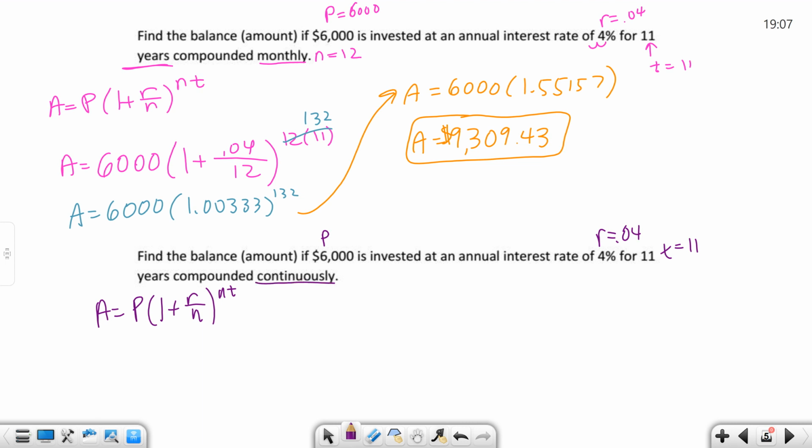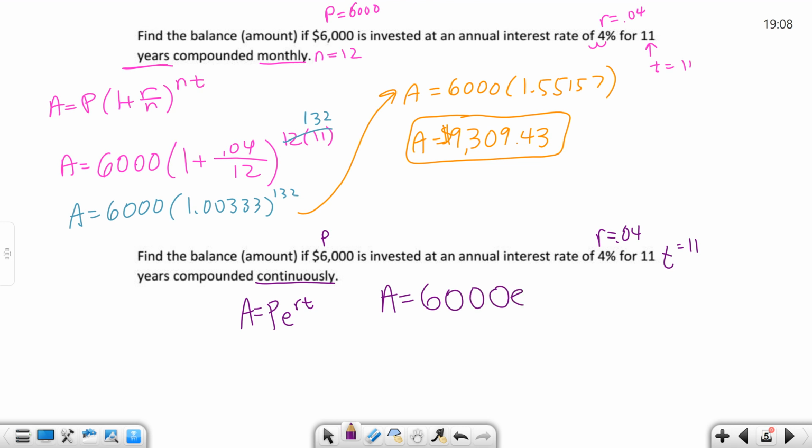Continuously. Oh, we don't need a lot of this stuff. This is the A. This is actually a different formula. I sat there and wrote this formula down without looking at it. This is continuously. So this is A equals P e to the RT. So we only need P, R, and T, which we have here, and my T is pretty bad, so let me fix it. All right. So this is going to be A equals 6,000 e to the R, 0.04, times T.